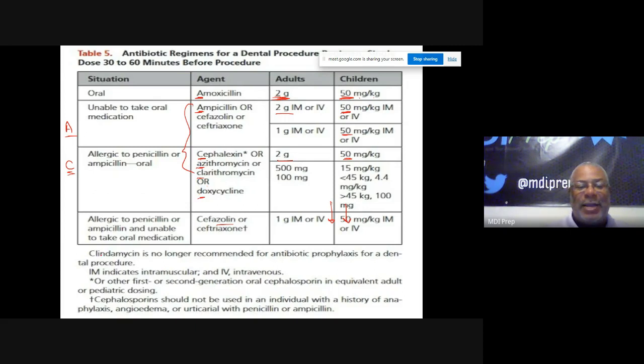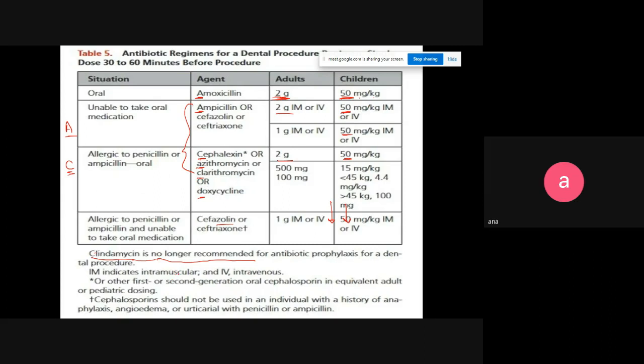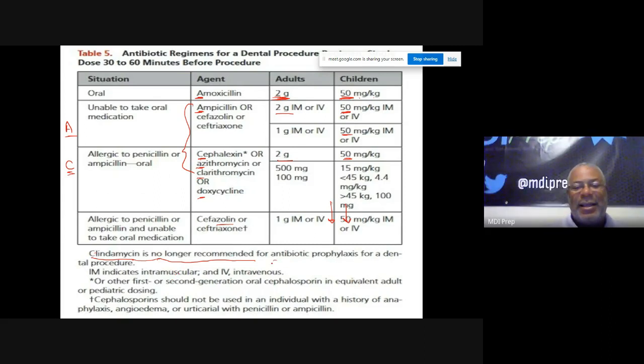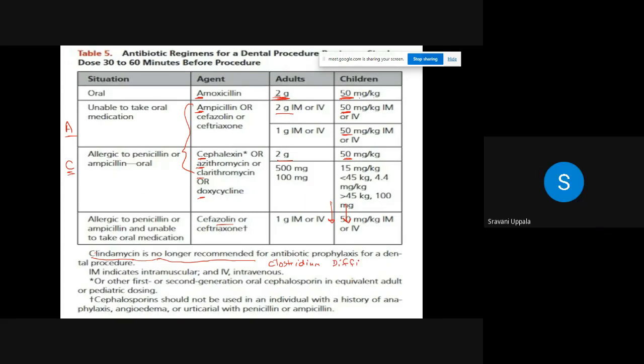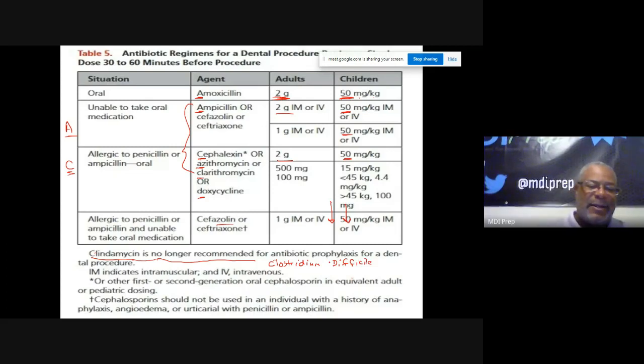Now, look at this right here. What do they say about clindamycin? Why is clindamycin no longer recommended? C. diff, right. Because of Clostridium difficile, which can lead to what condition? Pseudomembranous colitis. Perfect. Very nice. Very good. Outstanding.